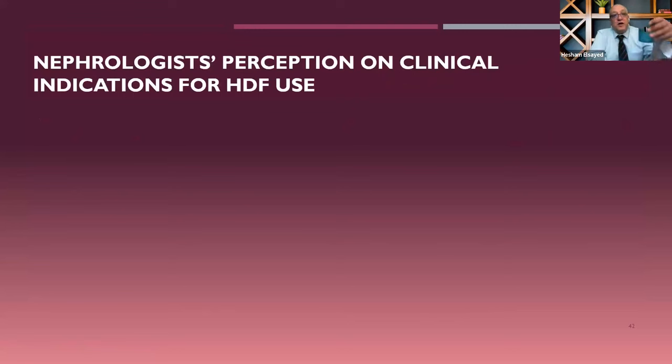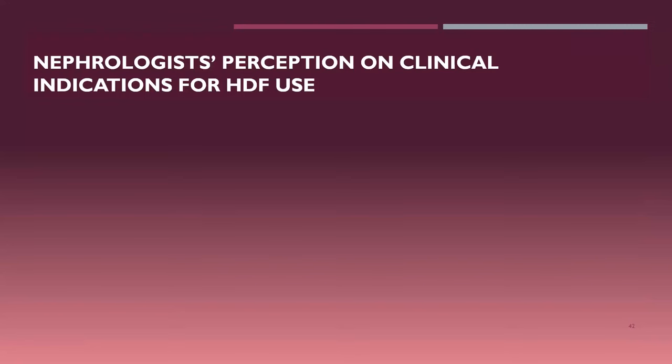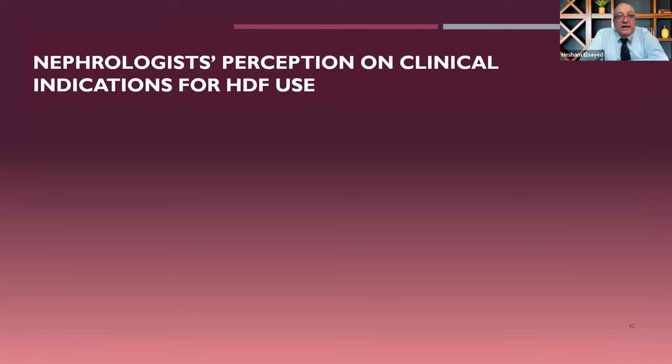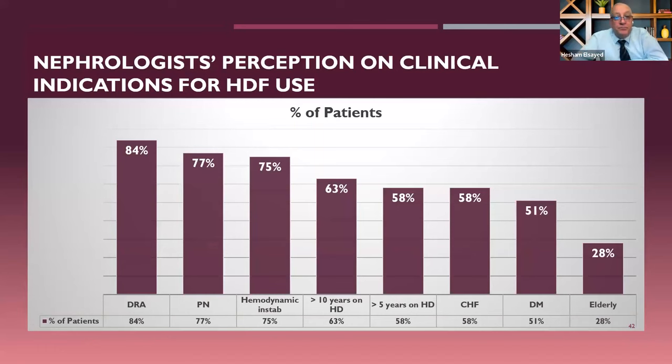If you ask yourself, what is the perception on clinical indication for hemodiafiltration? I will answer that there is no contraindication of hemodiafiltration. So if you are able to do hemodiafiltration for all patients, you are doing best. However, this is not the real life scenario. All over the world, about 20 to 25% of patients can be fit for hemodiafiltration. No guidelines critically indicate which patient. However, this is the nephrologist perception.